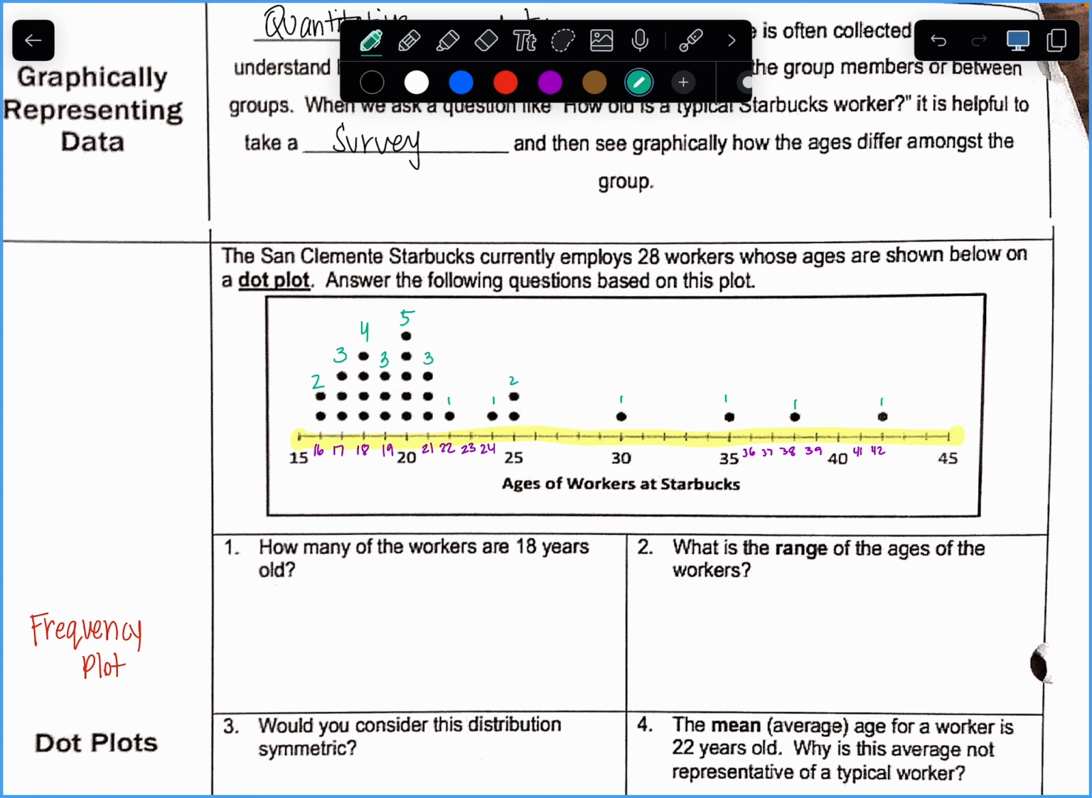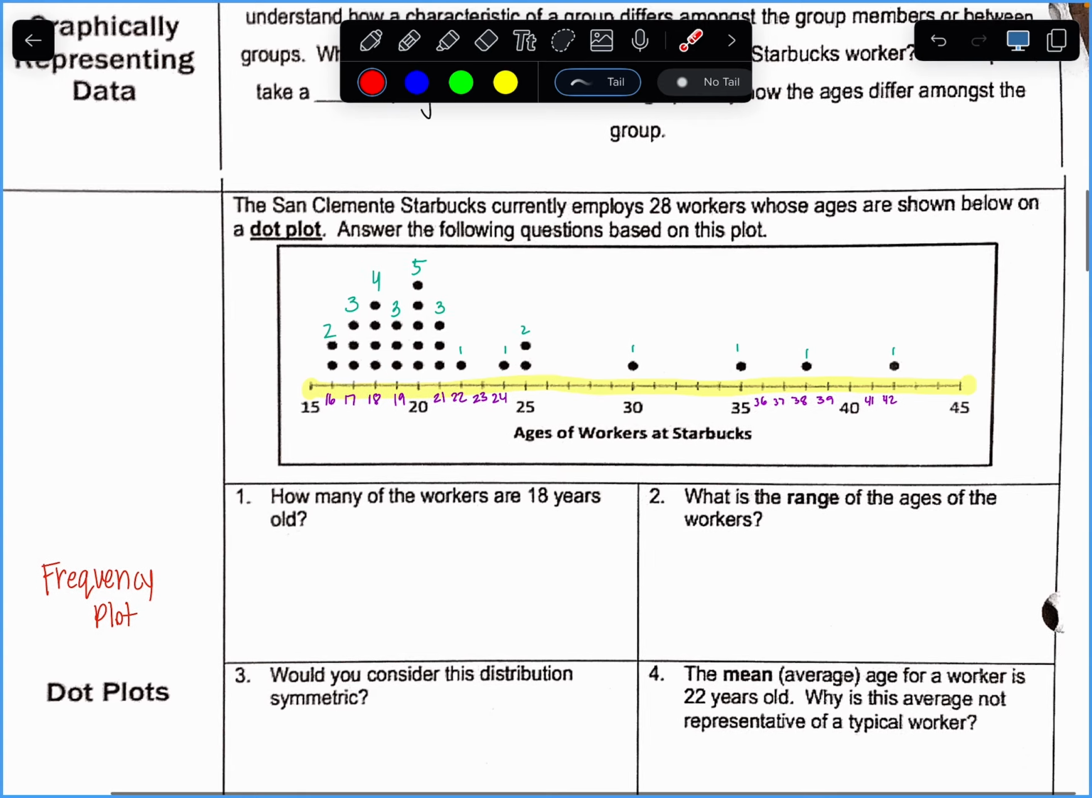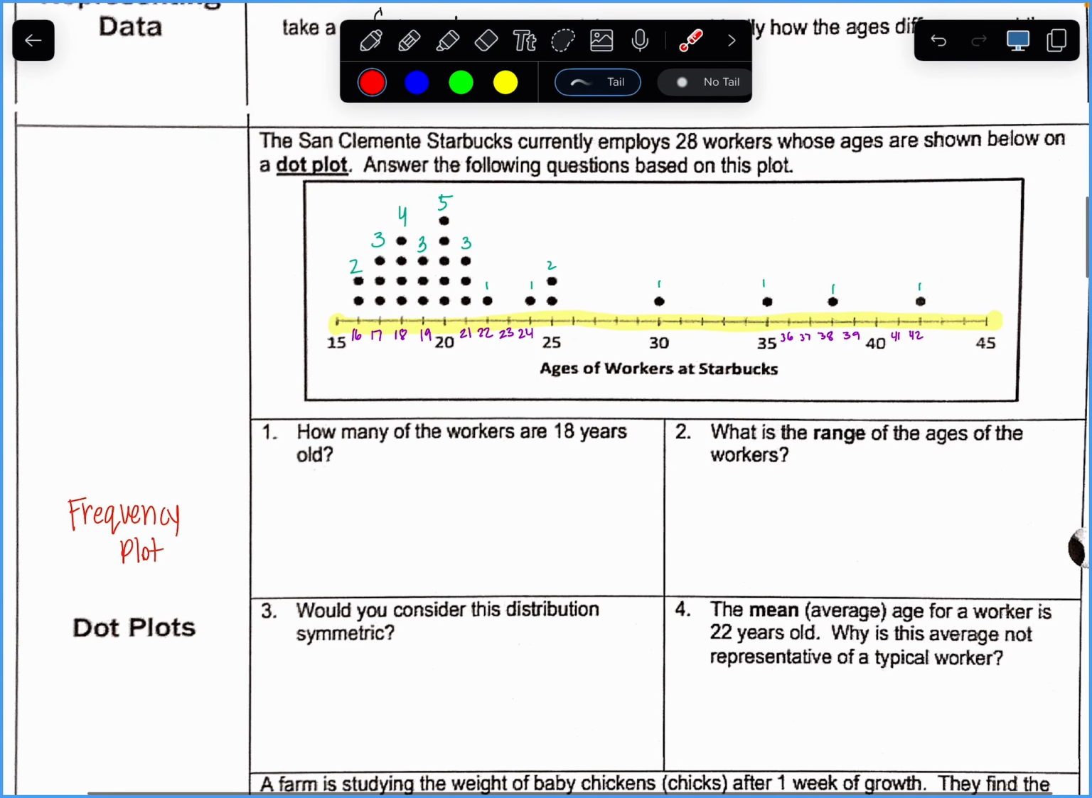So it just makes life a lot easier because when we answer questions, we're just going to look at that number. We're going to look at the age group or a certain age, and count how many people or employees were that age. These dots all represent people, the employees at Starbucks. So question number 1, Andres, how many of the workers are 18 years old?